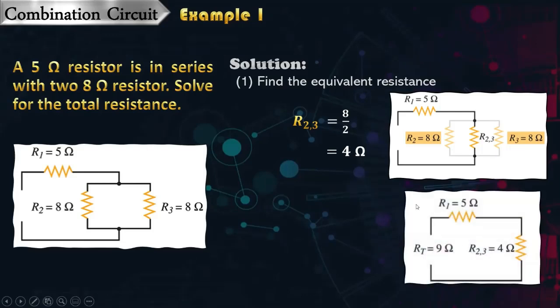Now, if we illustrate our new given, it takes this form. R2,3 is the equivalent resistance of R2 and R3. To solve the total resistance, we simply add, right? Simply add R1 and the equivalent resistance of R2 and R3. So this is the process: 5 plus 4. So, the total resistance of this given is 9 ohms.